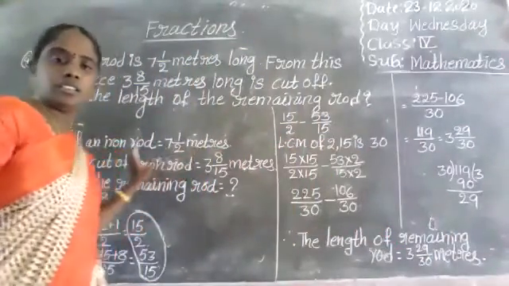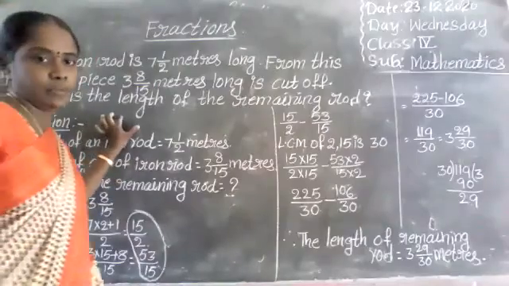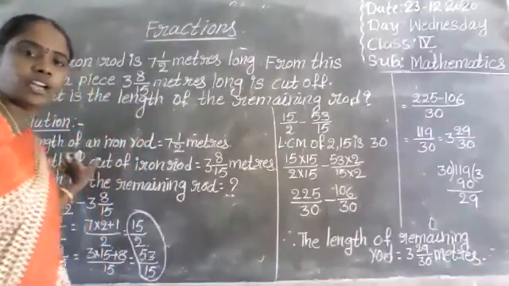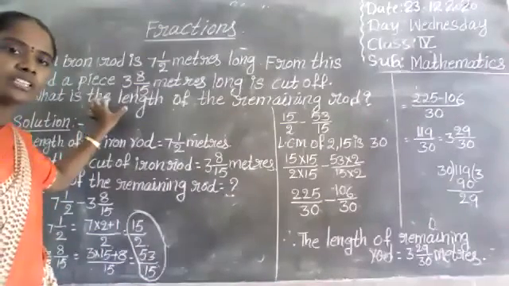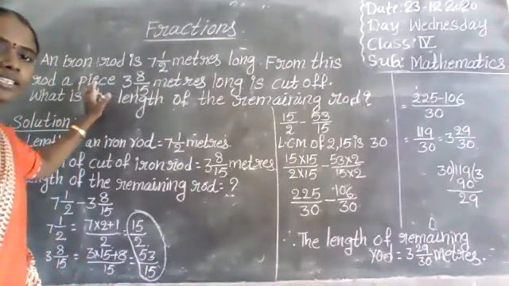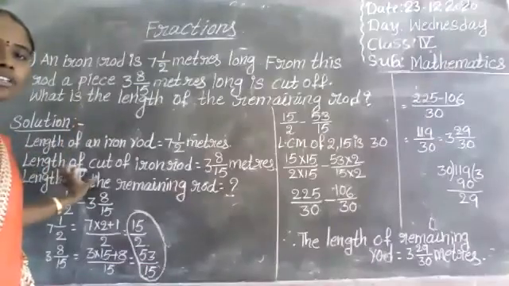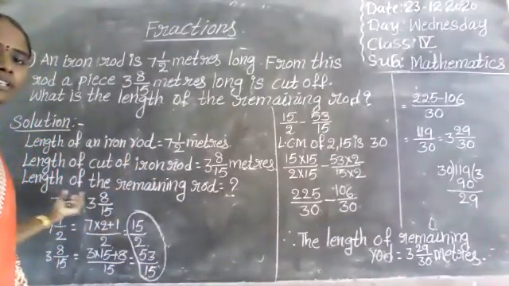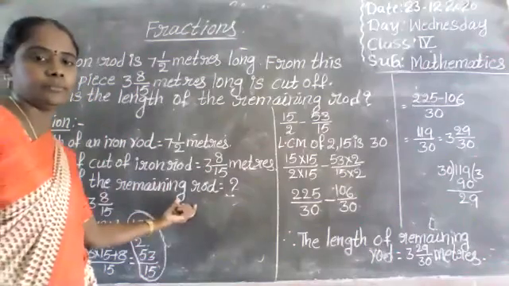First of all, we have to write steps. Read the problem and understand it first. After that, write steps. First, what is given in this problem? The iron rod length is given. Next, the length of the cut piece of iron rod is also given. Next, we have to find the length of the remaining rod.